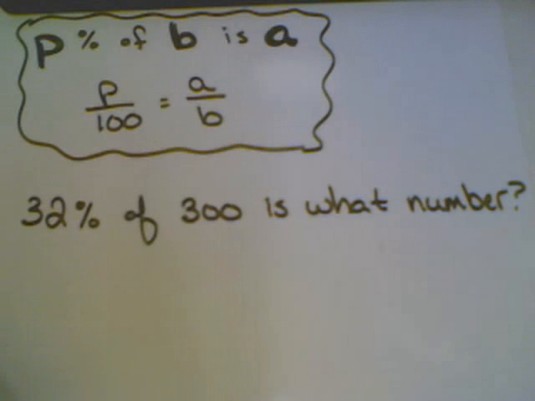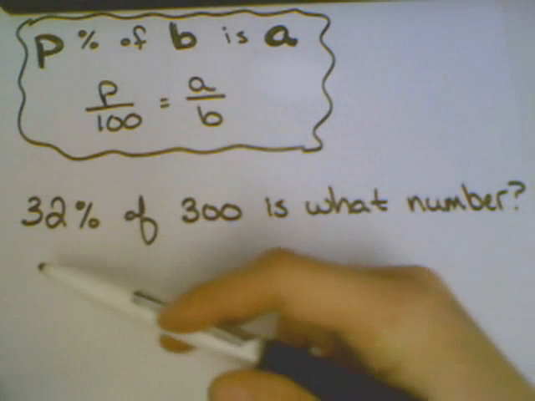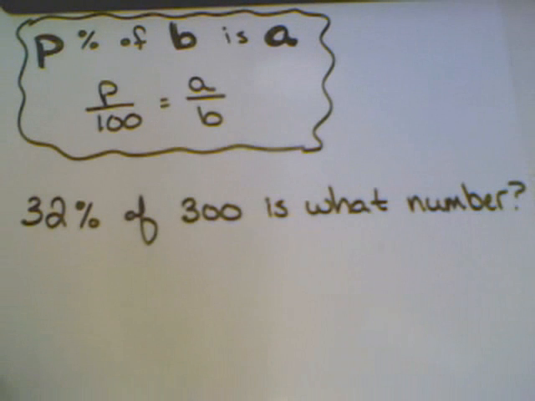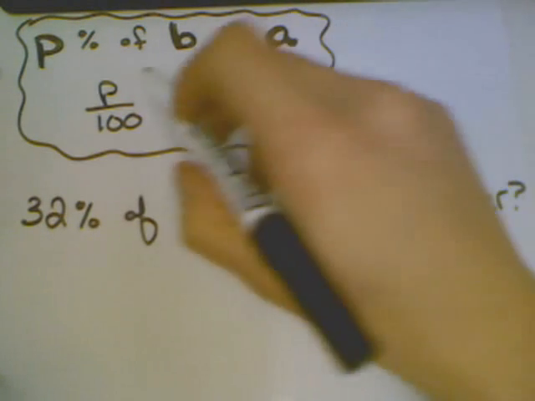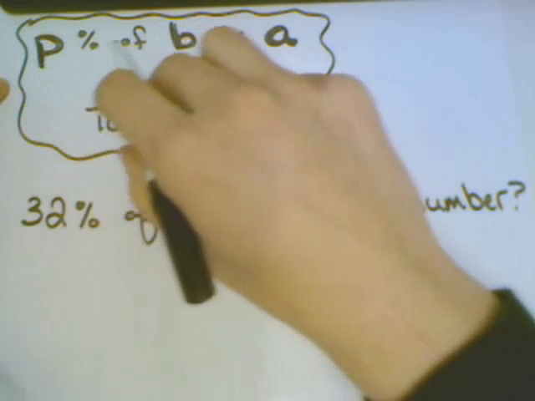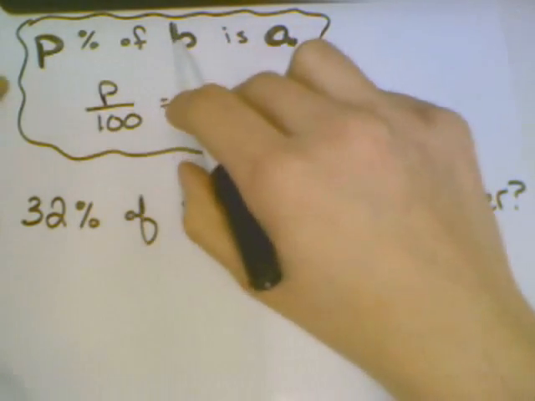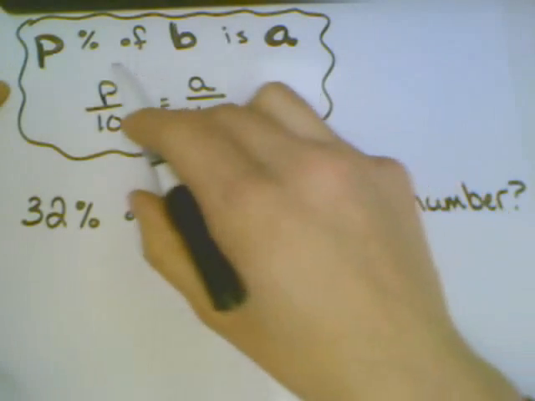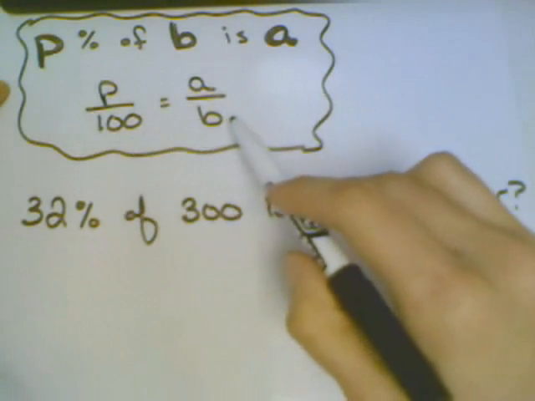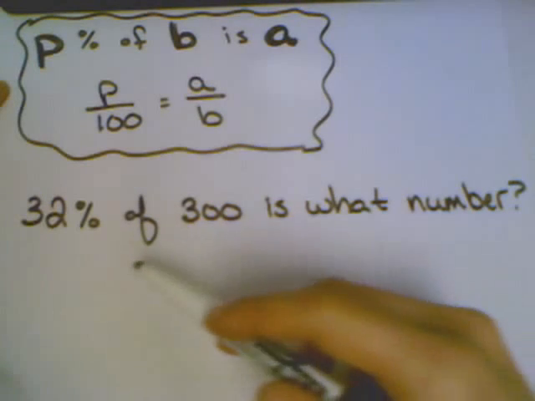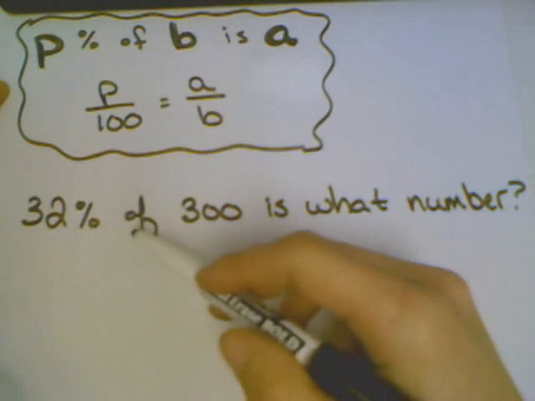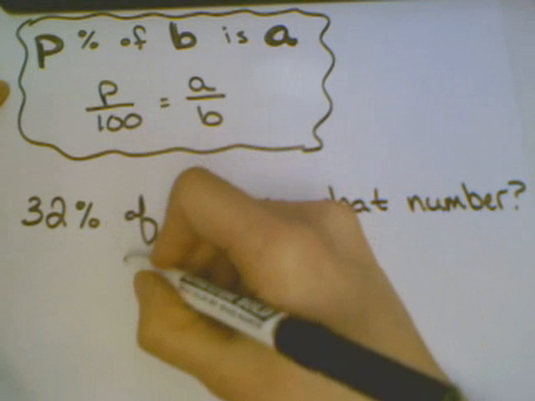The next set of problems we need to discuss in this section are called percent of problems. And they're usually given to you in a statement that says something like this example down here: 32% of 300 is what number? Now if it follows this general pattern, P% of B is A, where P is a number, B is a number, and A is a number, you can set this problem up to solve for the unknown using this proportion. So for this example down here, 32%, 32 is the P.